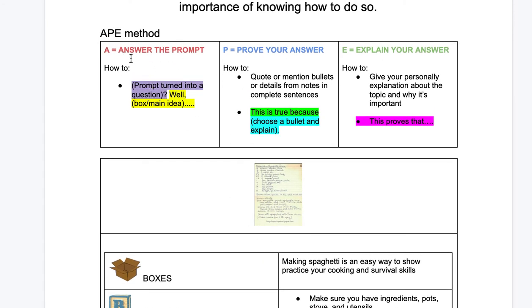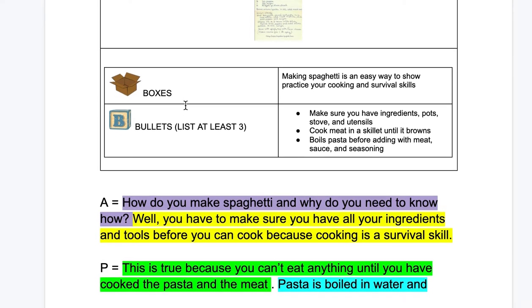So the same thing: answer the prompt. I'm going to turn the prompt into a question this time, and then I'm going to answer it, instead of restating it and answering it like I did in the T method. So my prompt that's turned into a question is purple, and my response is going to be yellow. So let's go down here for A.